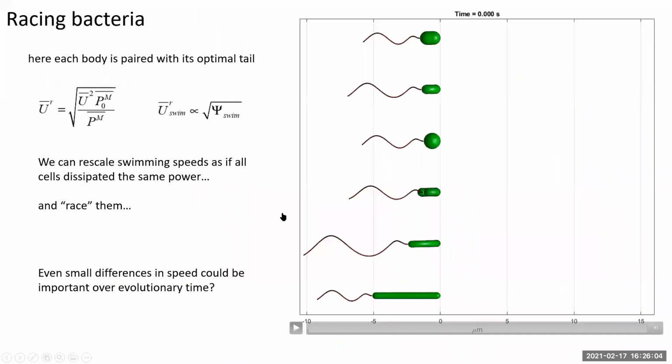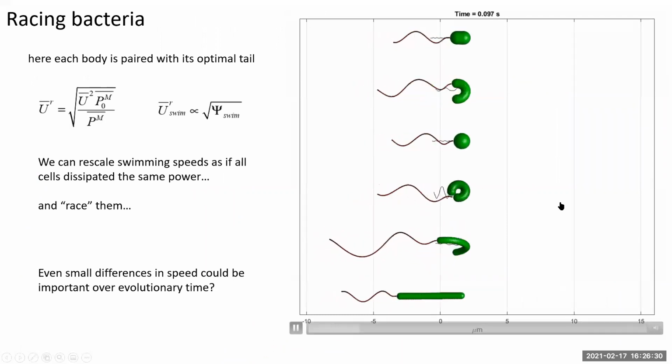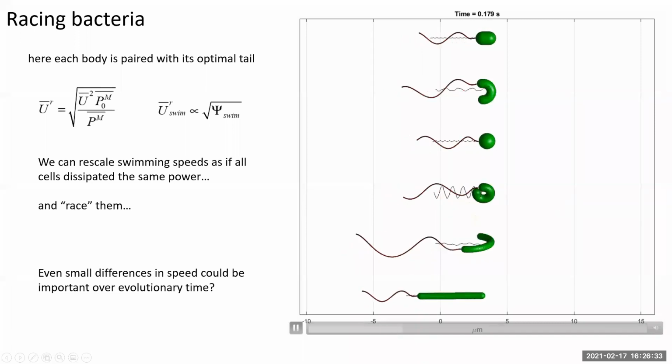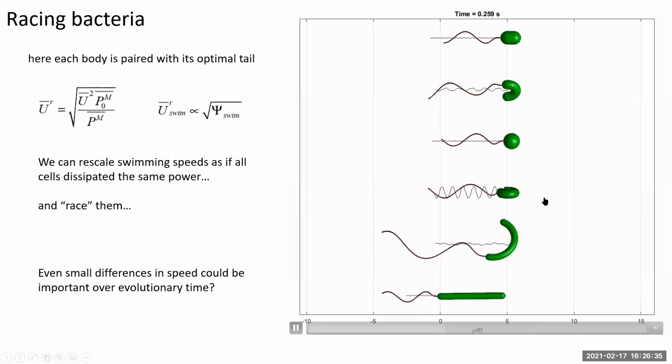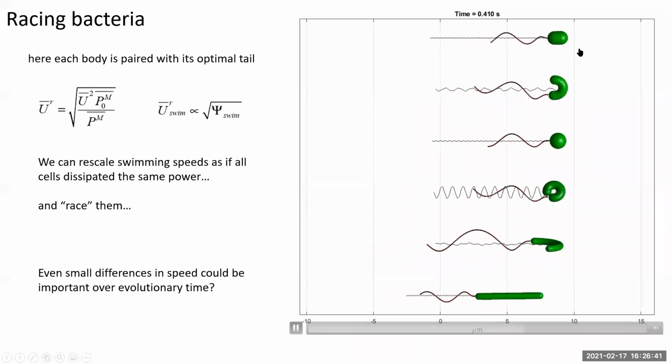Anyway, we found the optimal tails for each body. So now we can actually rescale our results. We didn't know how much power each cell was going to use in the simulation, but once the simulation is done, we can rescale, assuming that all the cells use the same power, and then we can figure out how fast they would swim if they all use the same power, and we can race them. So here is the somewhat, I don't know, famous or infamous swimming race between just this random group of shapes. They're actually ordered. The fastest one is at the top. The slowest is at the bottom.